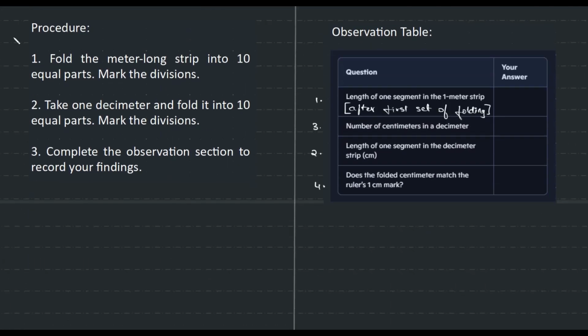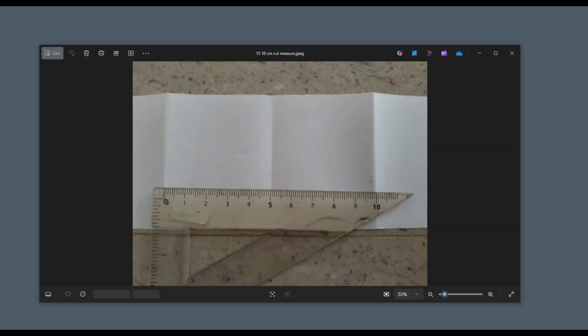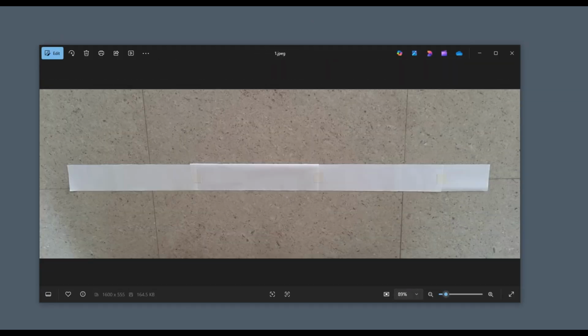The procedure is quite simple. It all has to do with folding. Fold the meter long strip into 10 equal parts and mark the division. Then take 1 decimeter and fold it into 10 equal parts, mark the division, and so forth. And complete the observation table. So let me show you, this is the entire procedure.